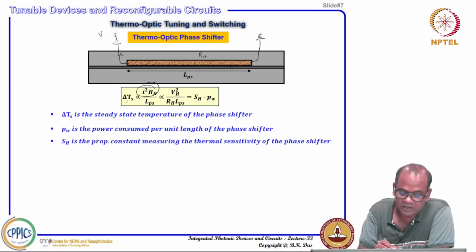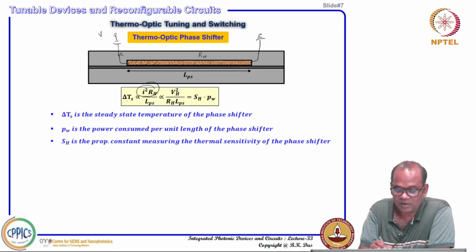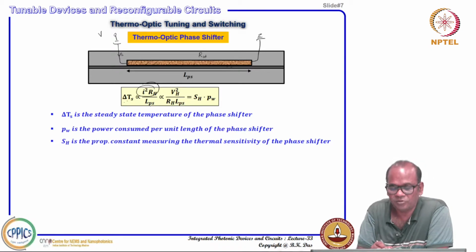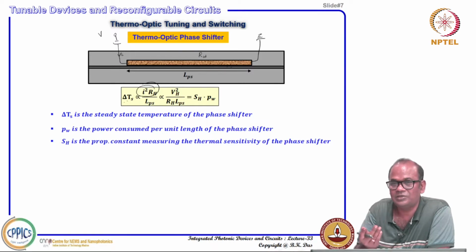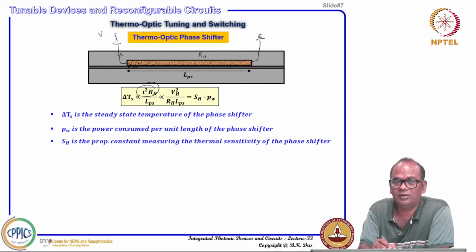Now, this temperature rise must be proportional to I square RH divided by LPS. That means how much energy we have just normalized with the length of the phase shifter. That means how much energy we are dissipating per unit length here. If this per unit length heat dissipation is more, temperature rise will be more. Per unit length heat dissipation is less, temperature rise will be less. That is why we are writing proportional.